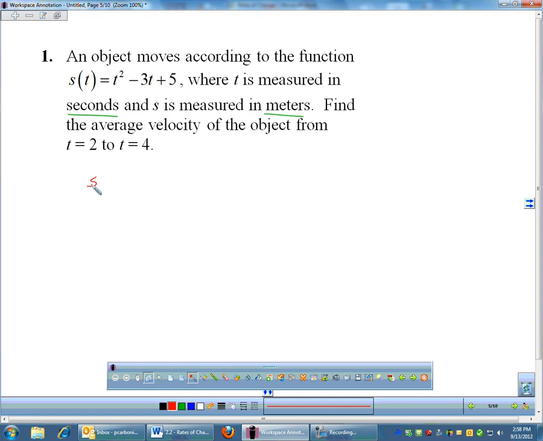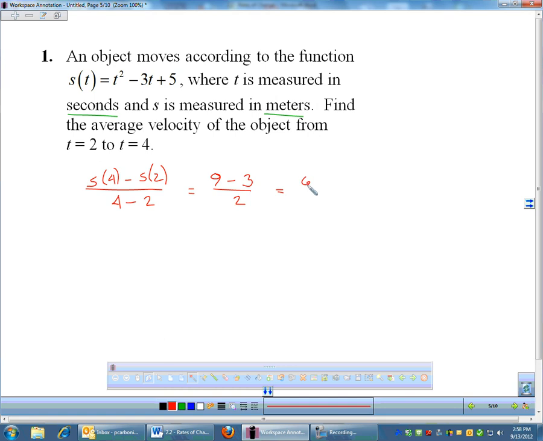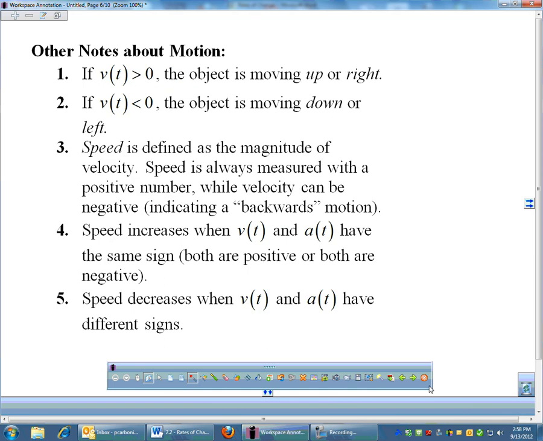Average velocity is going to be s of 4 minus s of 2 over 4 minus 2, and we simply plug those numbers in. s of 4 is going to be 16, 3 times 4 is 12, 16 minus 12 is 4, plus 5 is 9. s of 2, 4 minus 6 is negative 2, plus 5 is 3, over 4 minus 2, which is 2. 9 minus 3 is 6, over 2, and if you're into that advanced math, that will be 3. Now we just got to make sure we have our units. Velocity is measured in meters per second for this problem. So there we go. That's average velocity. It's nothing more than finding slope. You've been doing that for a long time.